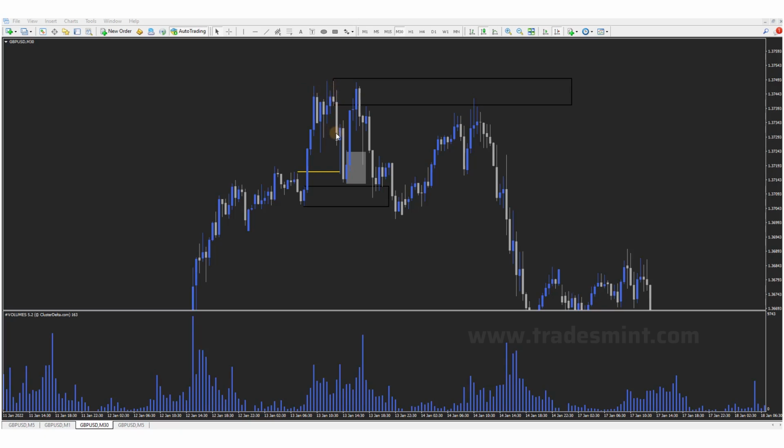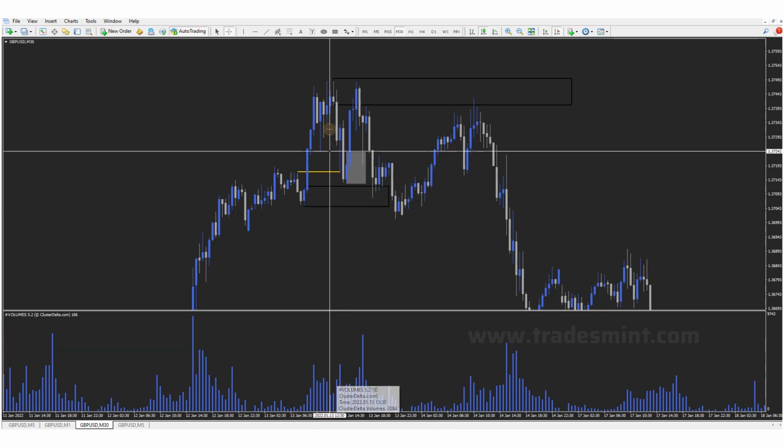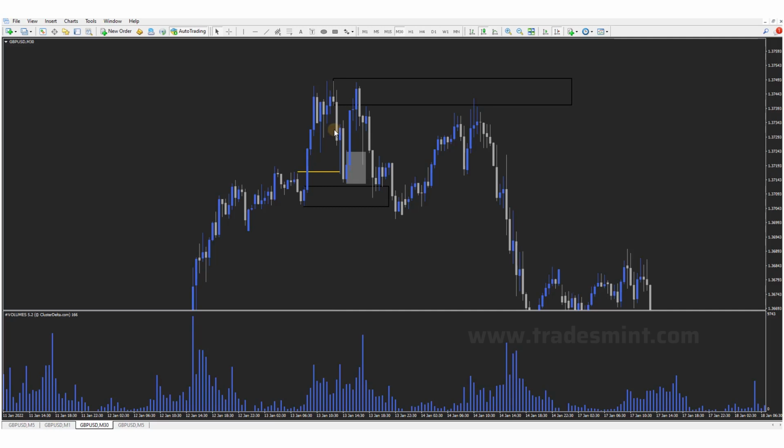I marked here my smaller time frame supply zone. I'm just checking if this fits my criteria. So I want to see that the leg out has a bigger volume than the base. So it's confirmed, I have my supply. Also I marked the demand zone.